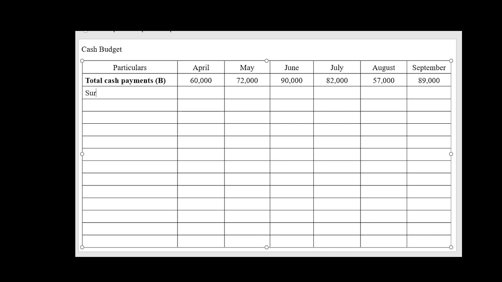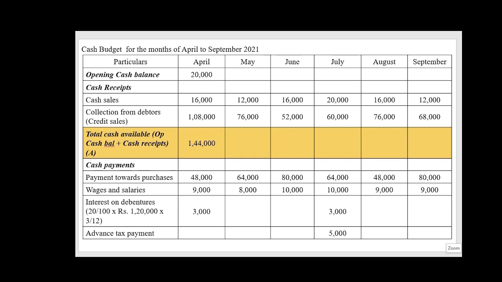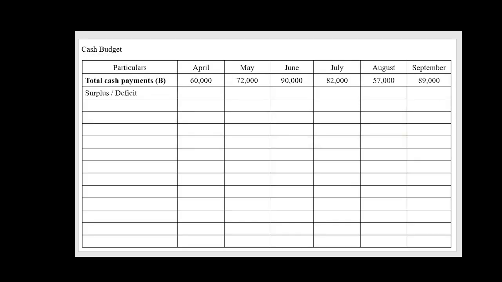Then we need to find out whether we have surplus cash or whether we have a deficit or shortfall. Now, the total cash available with the business is 1,44,000. Now, these are the payments that we need to make. So, this much money we have now. Opening balance was 20,000. We received 16,000 plus 1,08,000. Sorry. So, the total money that we have is 1,44,000. Out of which we need to pay 48,000, 9,000, and 3,000. How much will our surplus or deficit be?